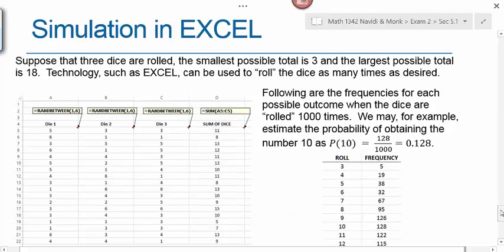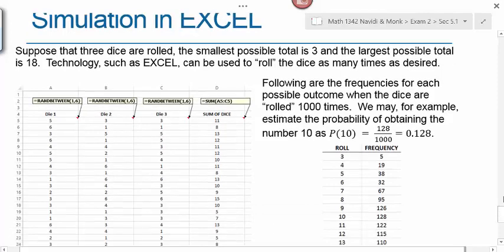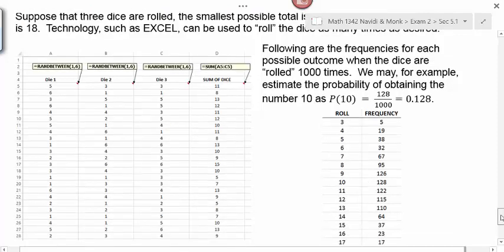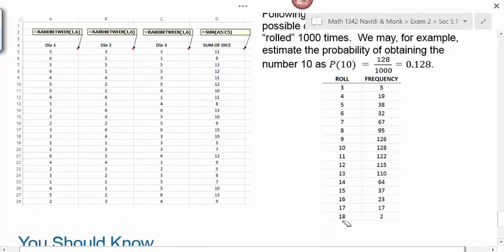Here's output from a simulation in Excel. I'm not going to teach you guys how to use Excel, but suppose that 3 dice are rolled. The smallest possible total is 3. So if I roll 3 dice and I'm adding the results, the smallest number I could get on each of the dice is 1. And if I add up the total, then I've got a total of 3. The largest number I could roll on any one of the dice is 6, and 6 times 3 is 18. So the largest number that I could roll would be 18.